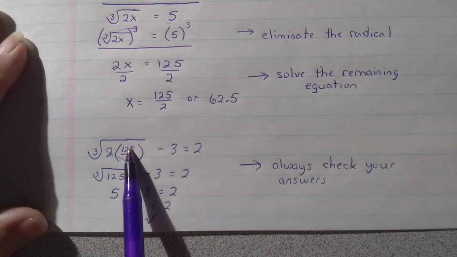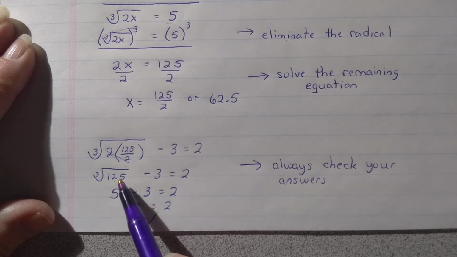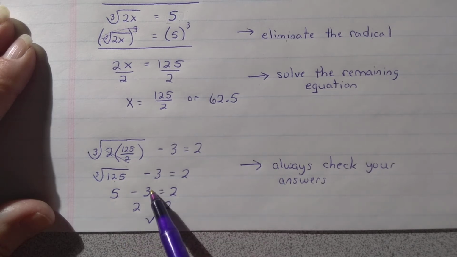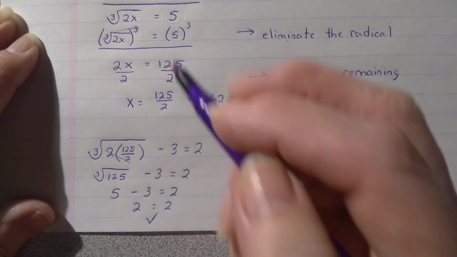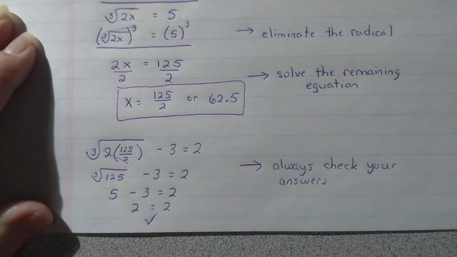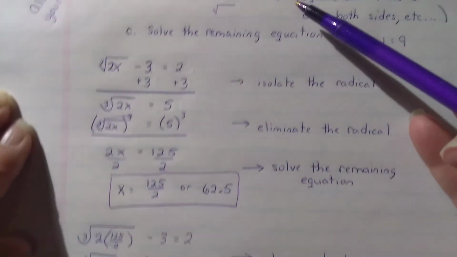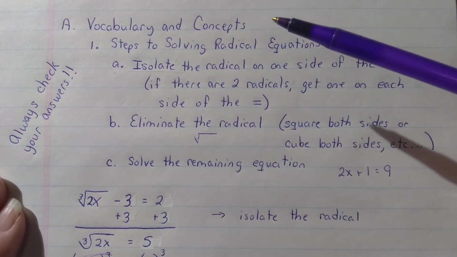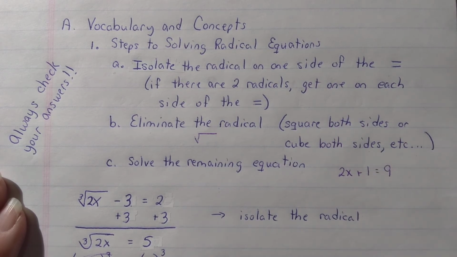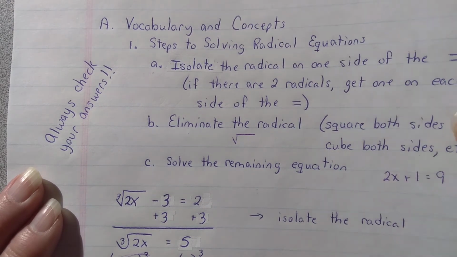So, once I put 125 over 2 back into the equation, the 2's cancel, and I'm left with the cube root of 125. The cube root of 125 happens to be 5. 5 minus 3 is 2. And I was supposed to be getting 2 all along, which means that it worked. That means that I am done, and my answer is correct. Please never call it done until you've actually checked your answers. Okay, 3 steps again. Step 1, isolate the radical or get it by itself. Step 2, eliminate the radical, squaring both sides or cubing both sides. Step 3, solve the remaining equation, always a simple little one like this. And most importantly, check your answers to make sure that it works.